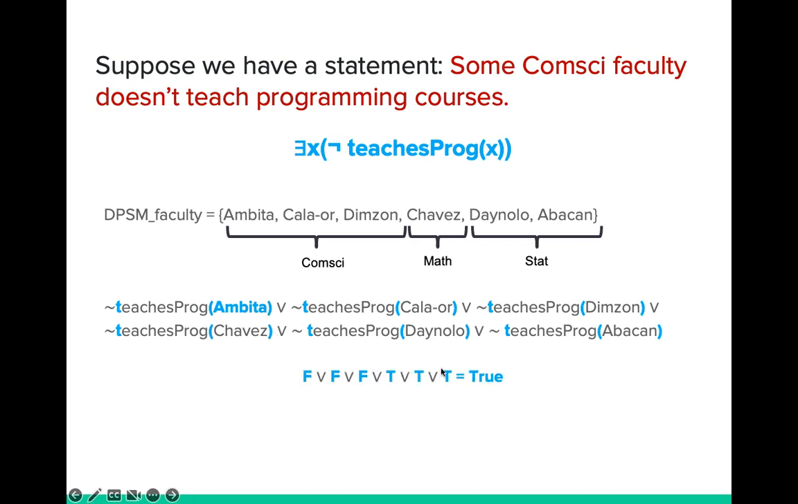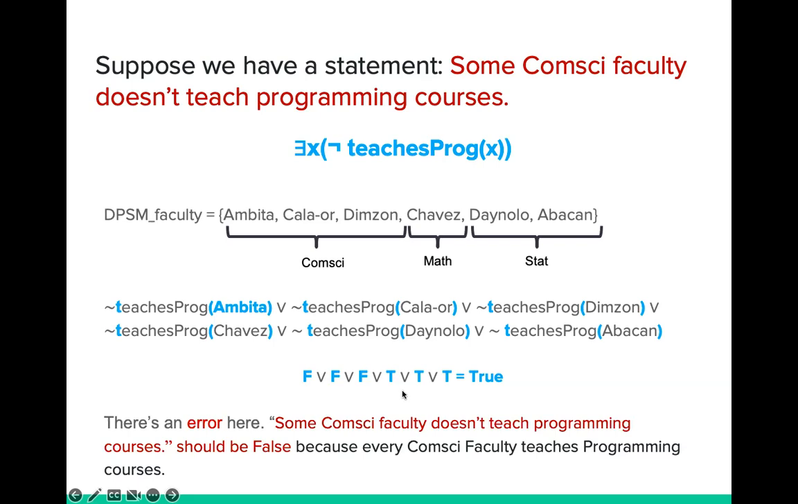Okay, so then we can obtain a truth value. So this will evaluate to true or false values. Like we have assumed that beta does not teach prog, and so on. So this results to true. I mean, the whole expression has been evaluated to true. So there is an error here because this statement, some ComSci faculty members do not teach programming courses, should be false because we have mentioned in our assumption earlier that every ComSci faculty teaches programming courses.